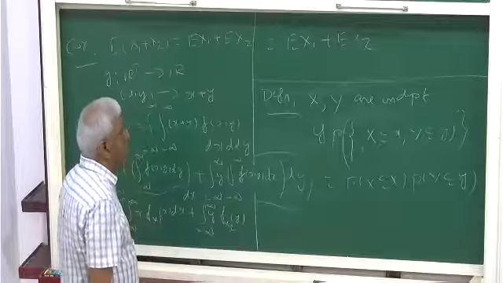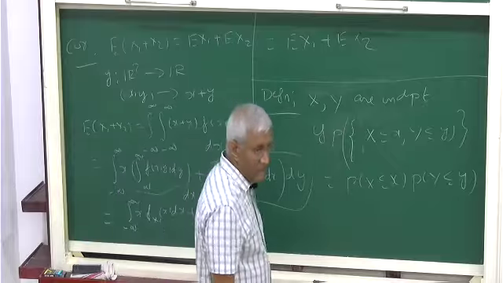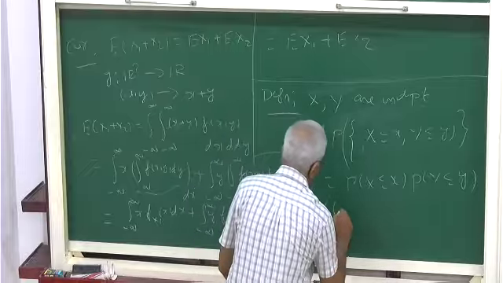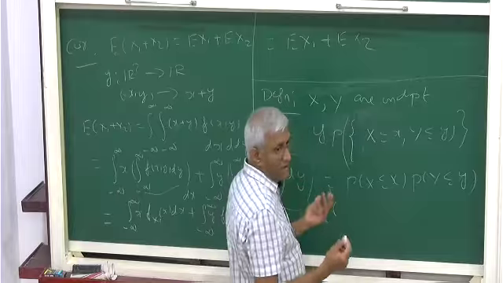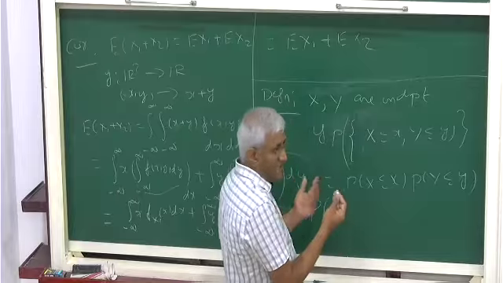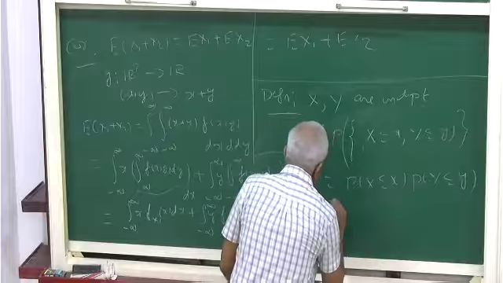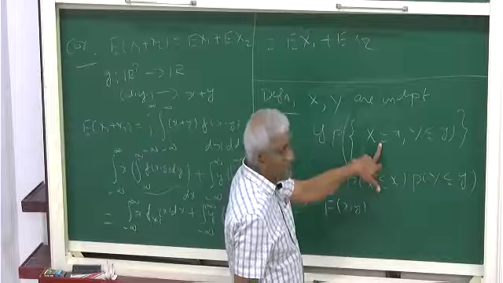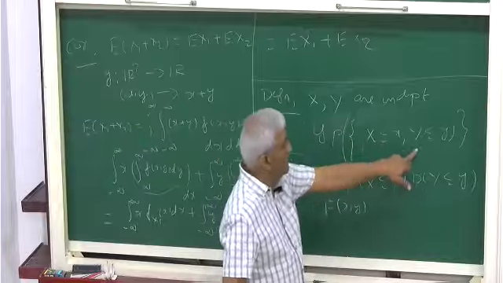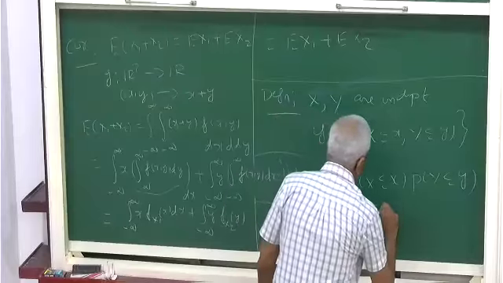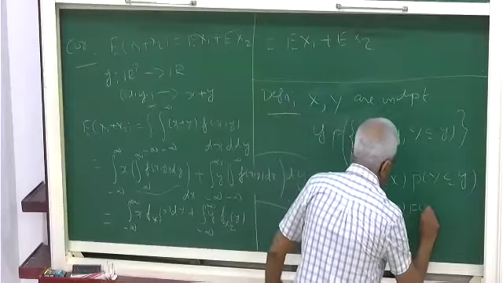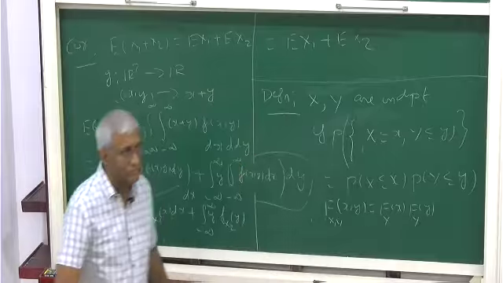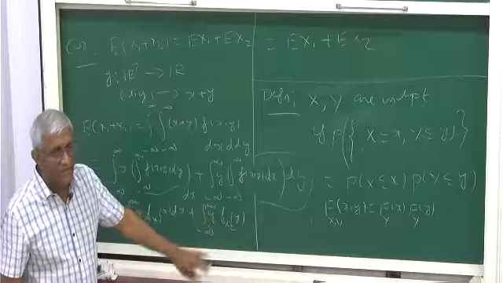So from this, I mean, this is just saying that the probability of this set, if you use, in terms of density, says that F of x, y, this is the set corresponding to minus infinity to x, minus infinity to y, F of x, y equals F of x times F of y. That's what this is.